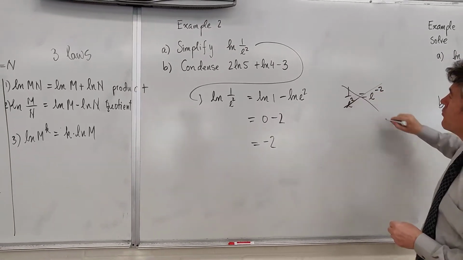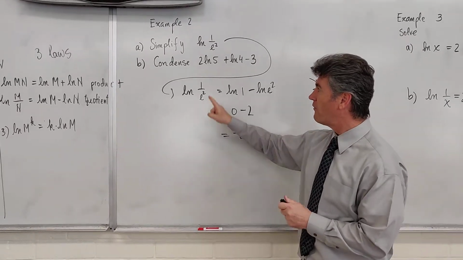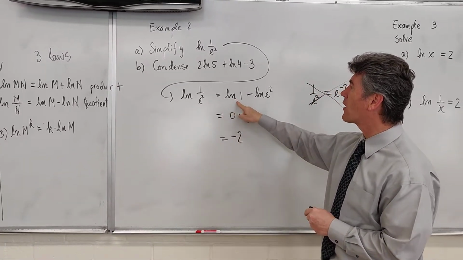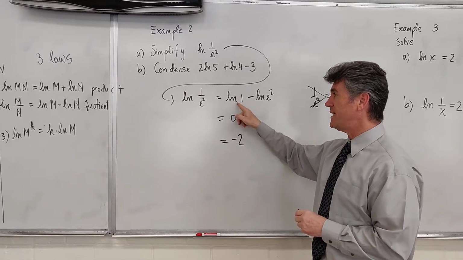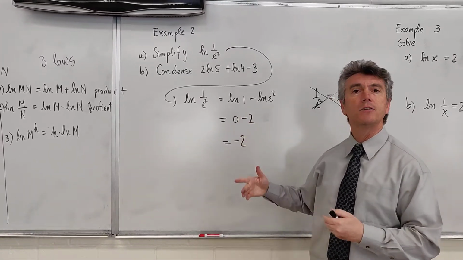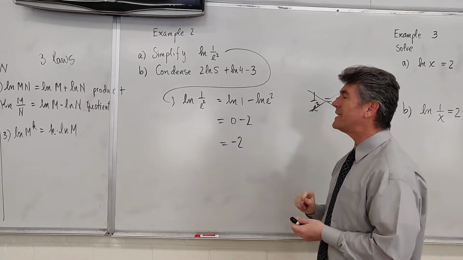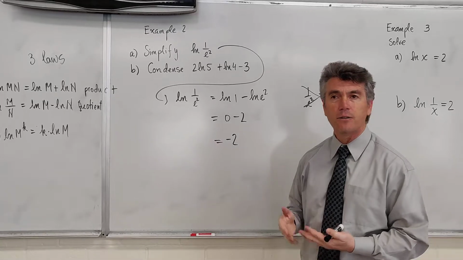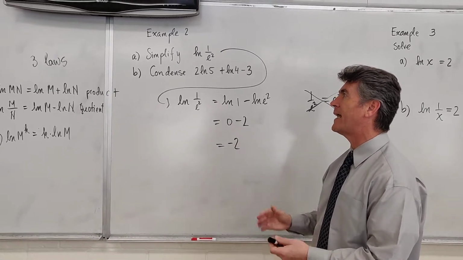Yes, this is true, not needed for this problem. Let me go over it once more. First, quotient law, natural log of 1 minus natural log of e squared. Natural log of 1 is the exponent to which you raise e to get 1, so it's 0. And natural log of e squared is the exponent to which you raise e to get e squared, so it's 2. And finally, 0 minus 2 is negative 2.